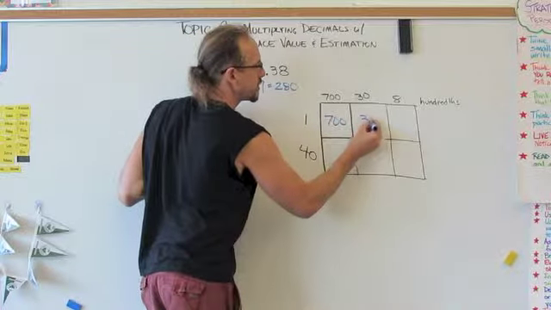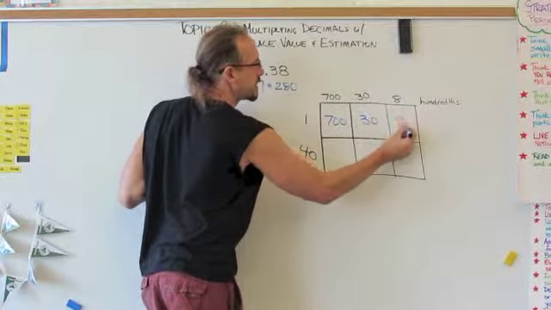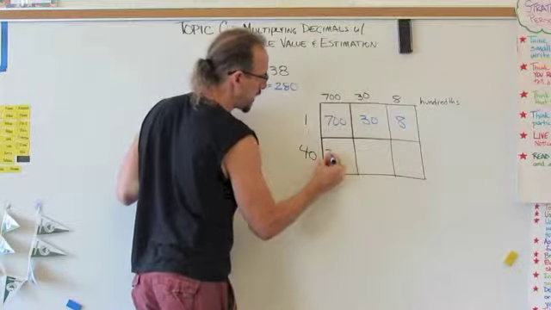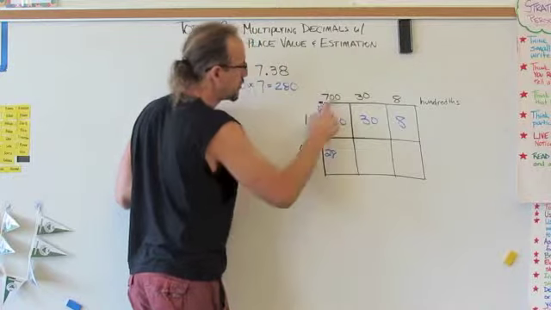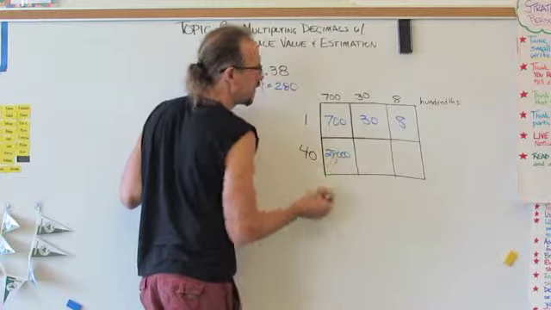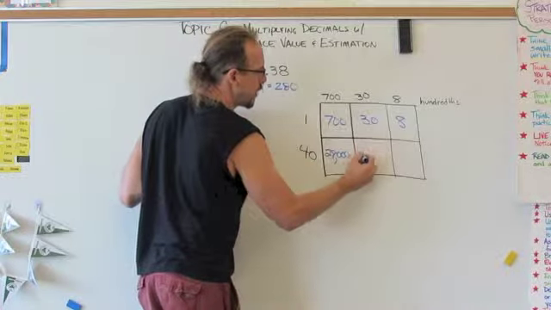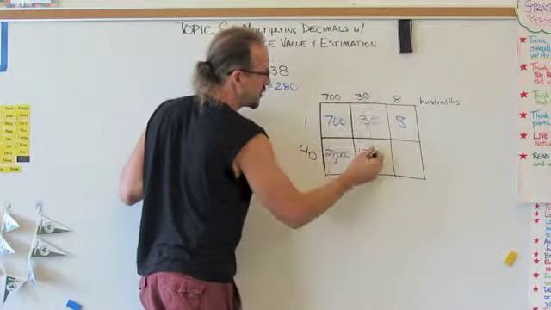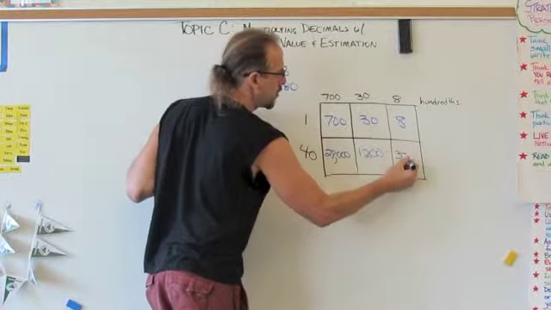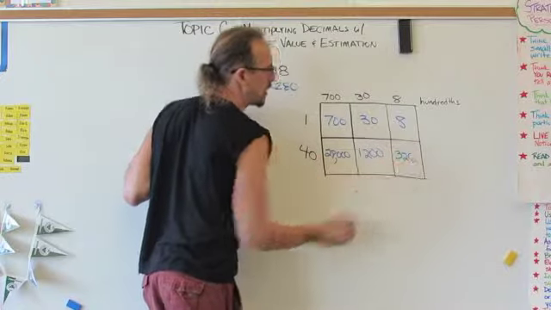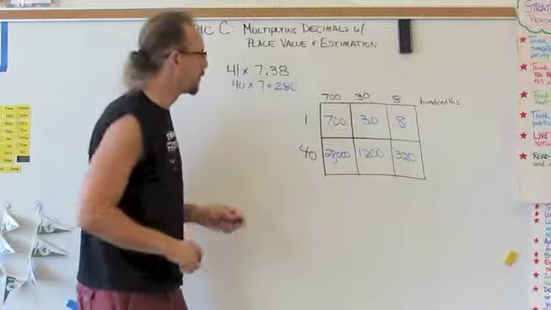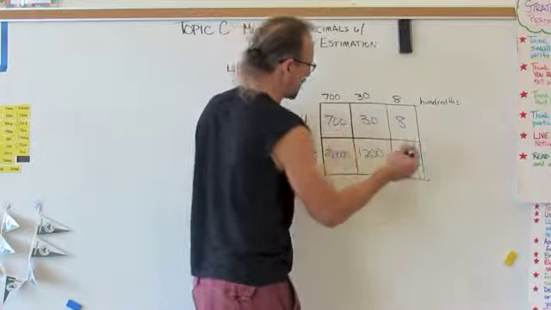1 times 30 is 30. 1 times 8 is 8. 40 times 700. 4 times 7 is 28, and there's 1, 2, 3 times I'm going to multiply it by 10. 4 times 3 is 12, and I'm going to multiply it by 10 2 times. And 4 times 8 is 32, and I'm going to multiply it by 10 just once. Once I get all those partial products, then I'm going to add them up.